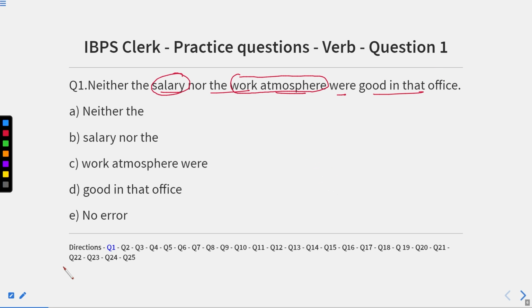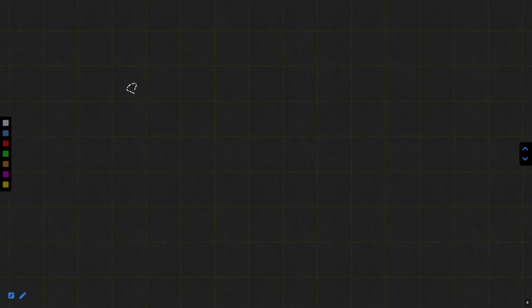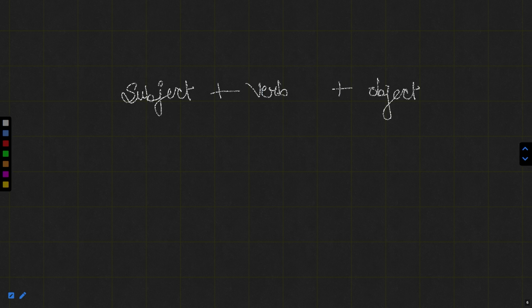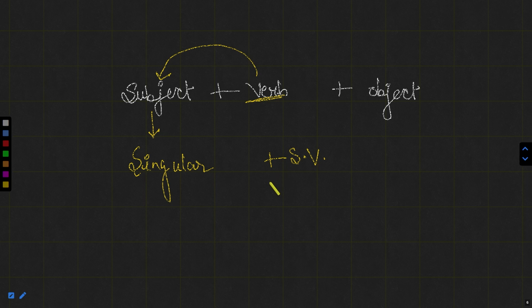We know very well, let me discuss this first with you. Whatever the subject that we have, this verb depends on the subject. Now we have the sentence structure like subject plus verb plus object. This verb always depends on the subject. If this subject is singular, the verb will be singular. That means singular verb. SV means singular verb. And if this subject is plural, the verb will be plural.